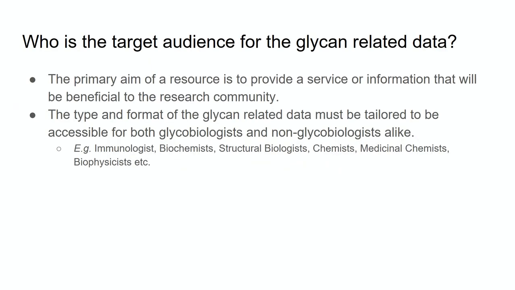type of data that you do have might enhance glycan-related data. So the first thing that we felt was important was to think of your target audience when having something like this. So the primary aim of a resource is to provide a service or information or data that would be beneficial to the research community. Effectively, we want people to be able to use these resources. And so to that effect, it's important to take into account the type and the format of this glycan-related data so that we can tailor it to these audiences.